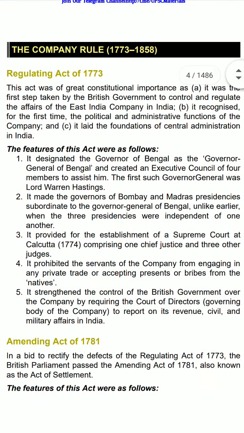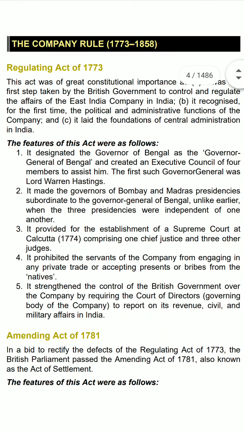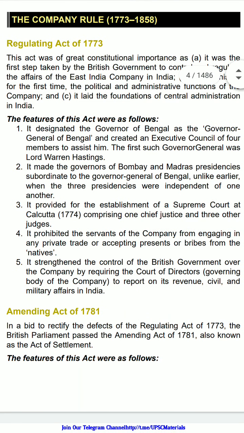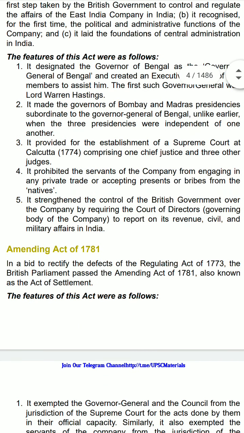The Company Rule 1773 to 1858, Regulating Act of 1773. This act was of great constitutional importance as: A. It was the first step taken by the British government to control and regulate the affairs of East India Company in India. B. It recognized for the first time the political and administrative functions of the company, and it laid the foundations of central administration in India. The features of this act were as follows.